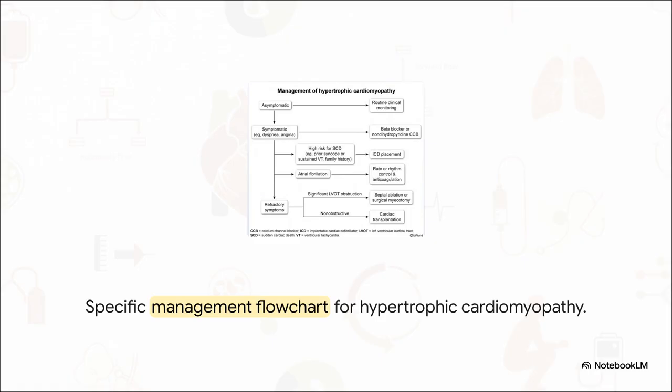On the flip side, you must avoid dehydration and vasodilators like the plague, because lowering that LV volume makes the obstruction significantly worse. Oh, and if they're at high risk for sudden cardiac death, like a strong family history or prior syncope, getting an ICD placed is absolutely critical.